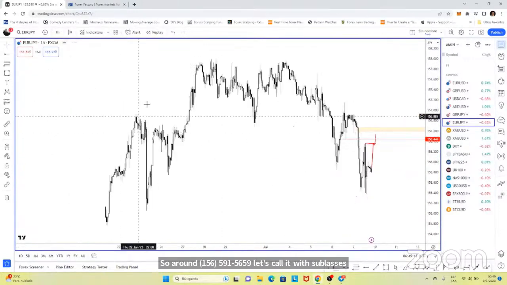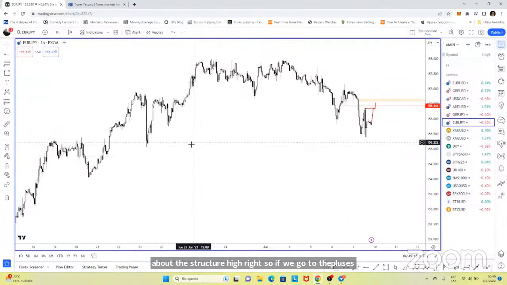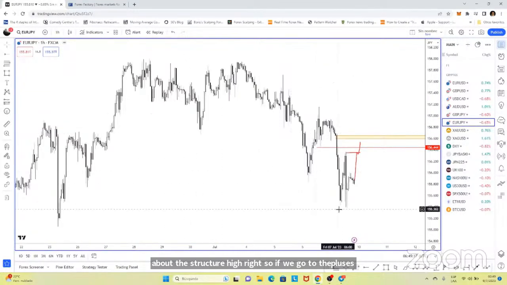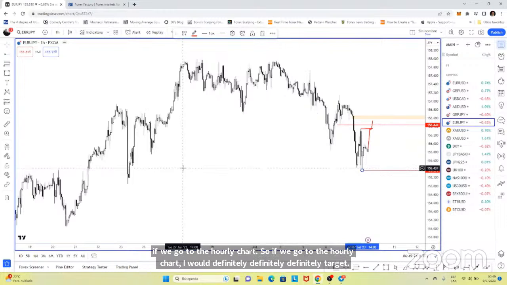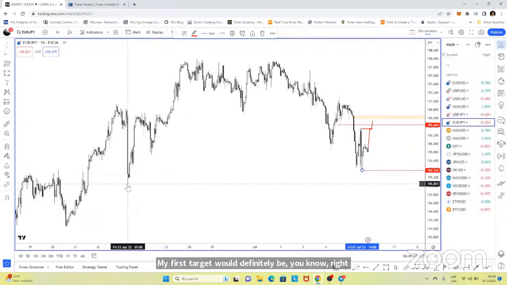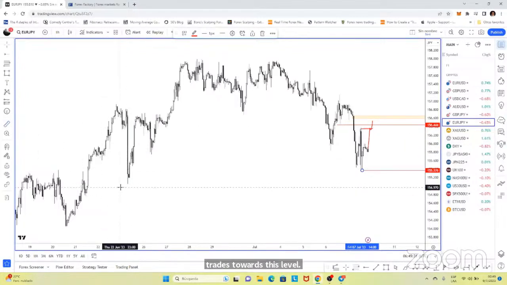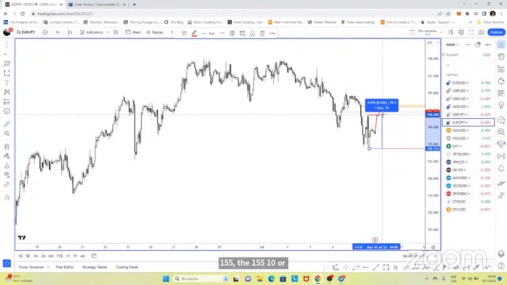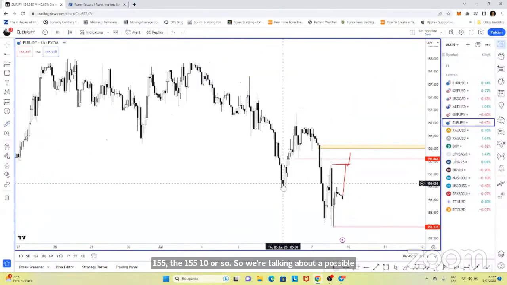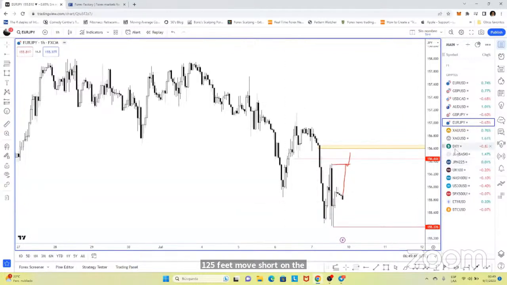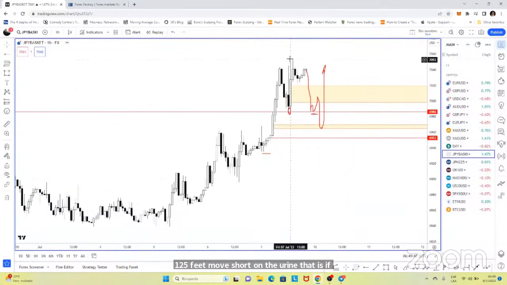So if we go to the hourly chart, I would definitely target, my first target would definitely be Friday's lows right here. And I would carry on the last portion of my trades towards this level, 155, the 155.10 or so. So we're talking about a possible 125 pip move short on the euro yen. That is if what I talked about on the Japanese yen basket plays out.